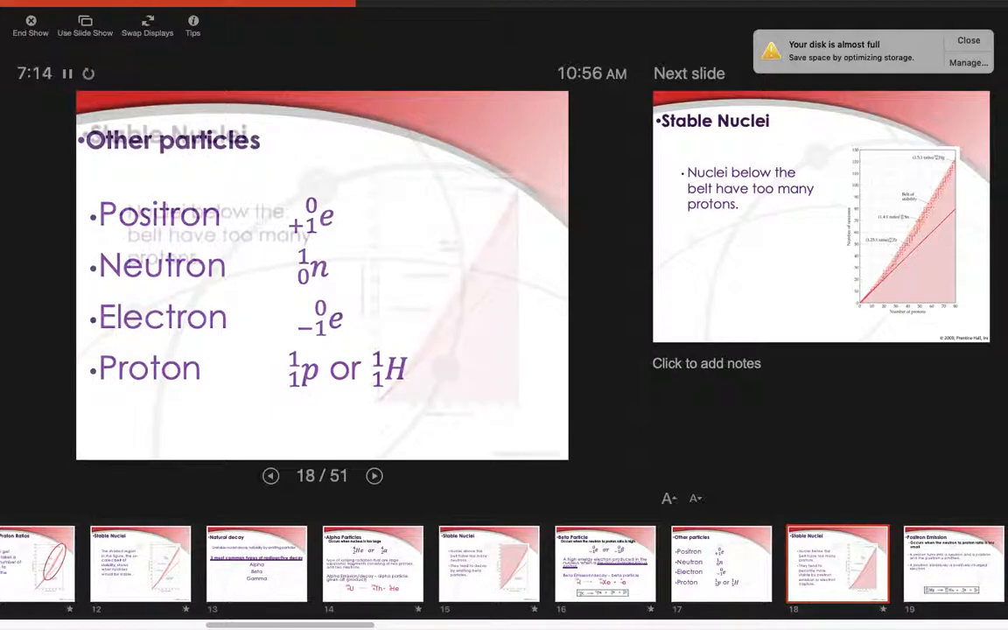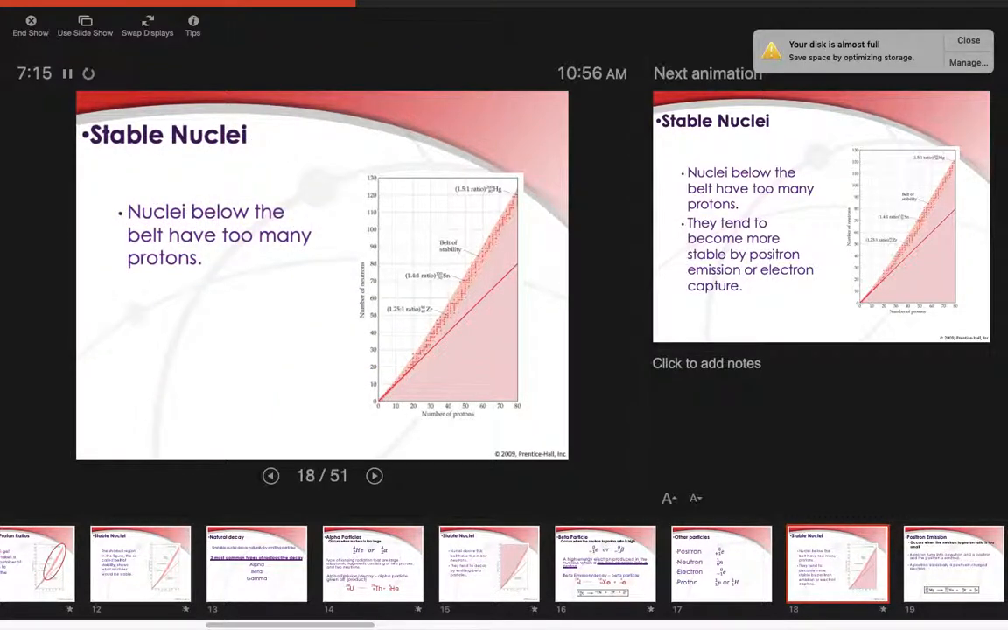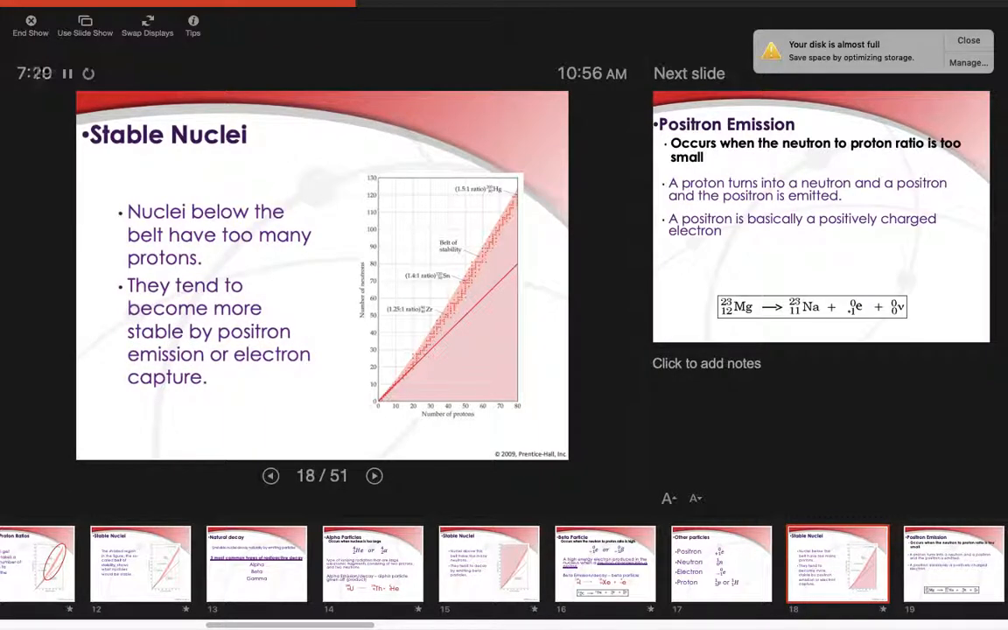So there are other particles. When they're below that and they have too many protons, they tend to become stable by positron emission or electron capture.